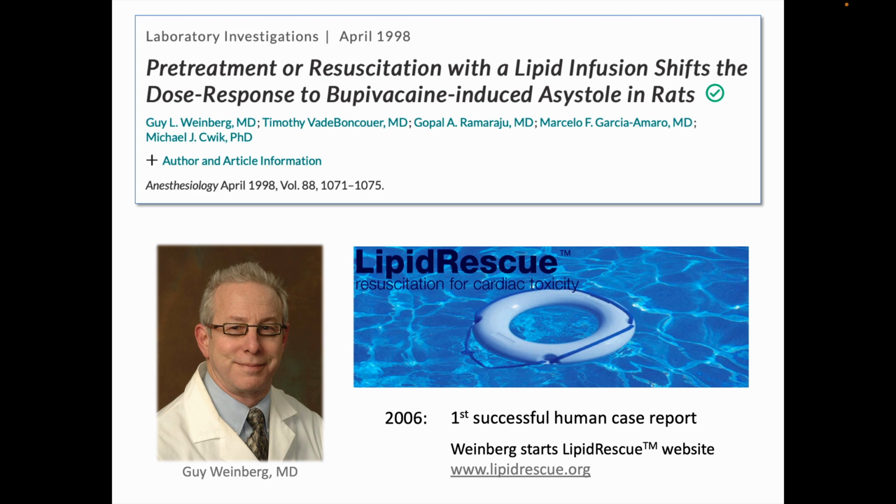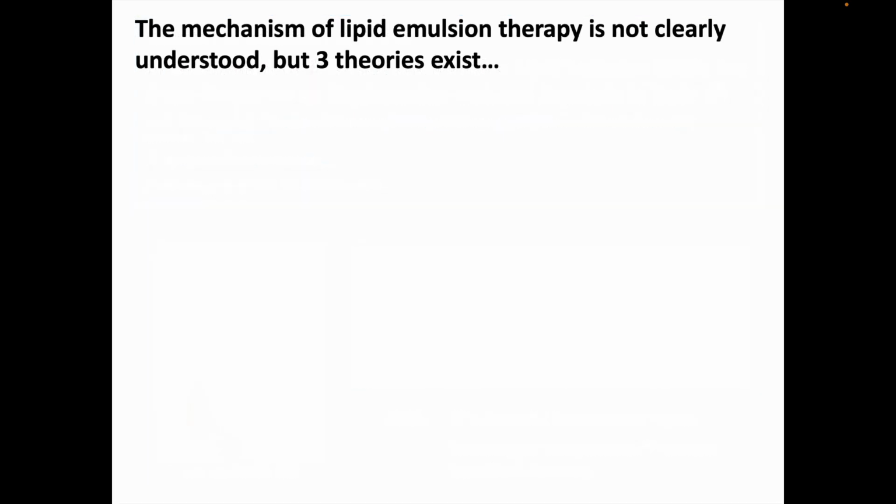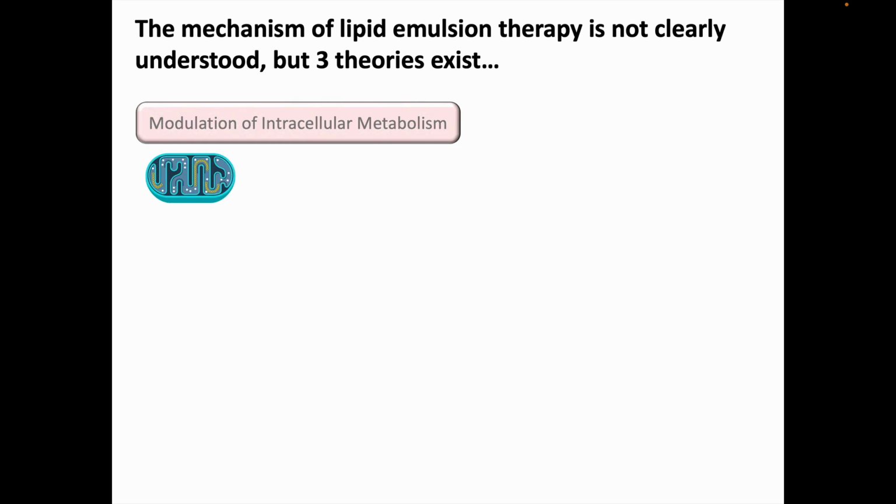both to publicize the method and also to gather data from clinicians using IV lipid emulsion as an antidote. While we have pretty good evidence that the lipid emulsion works, the mechanism of action is not clearly understood. Three theories exist. The first is that lipid emulsion modulates and enhances intracellular metabolism, which had been impaired by the cardiotoxic drug overdose. There are multiple sub-mechanisms by which this might occur, and our understanding seems kind of hand-wavy to me.